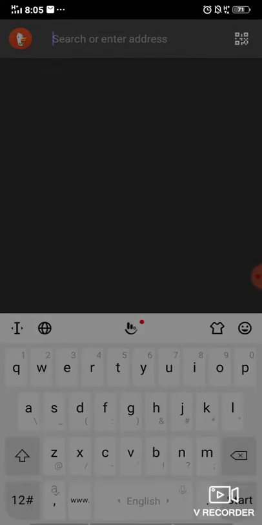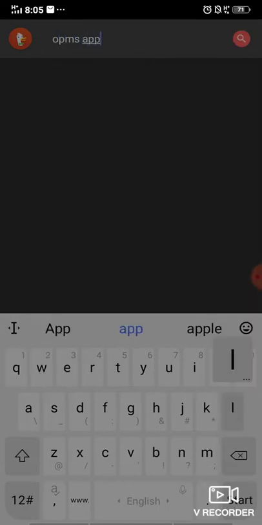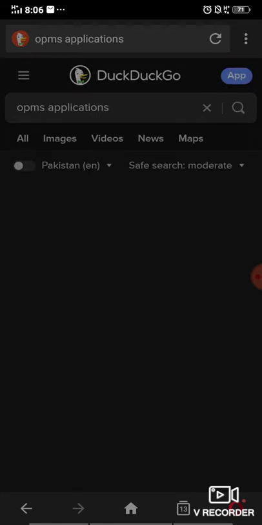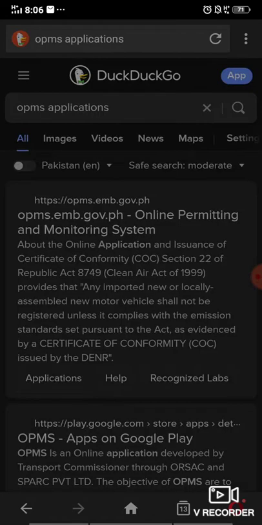Op-amp applications of op-amps. First of all, you search on your browser tab op-amp applications. So first of all, you need to click on the first website.